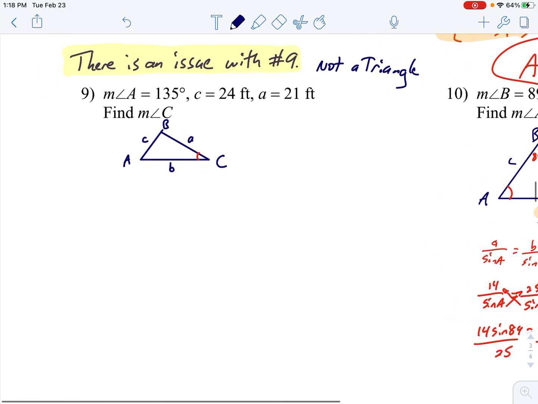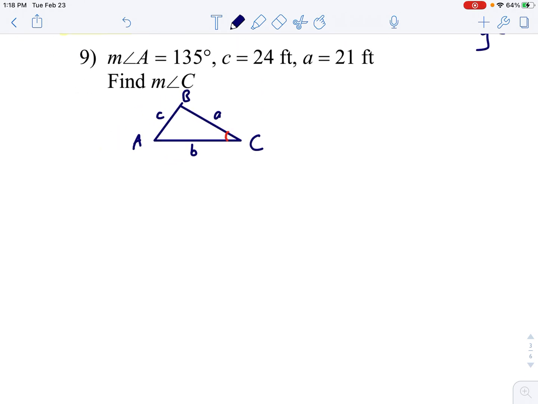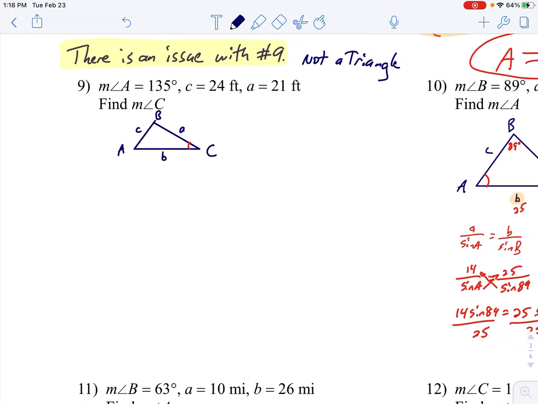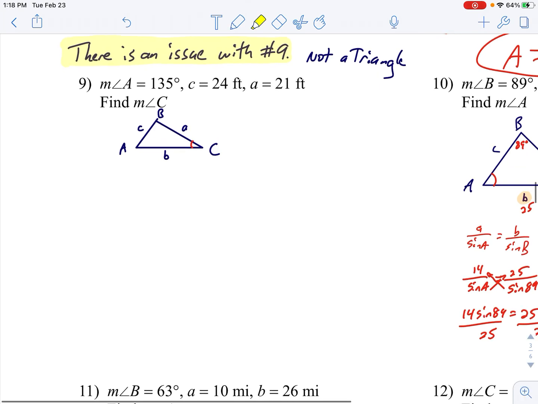So here's the short version. You're going to work out number 9. You're going to get an answer. It'll seem right. You did everything just right. I think you get 54 degrees or something. And then when you go to check it, the answer key says not a triangle.